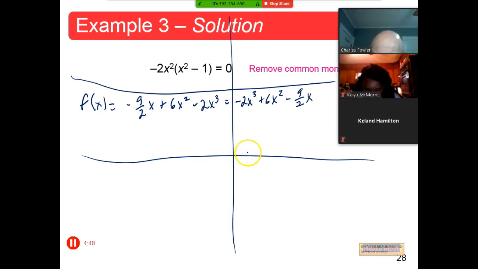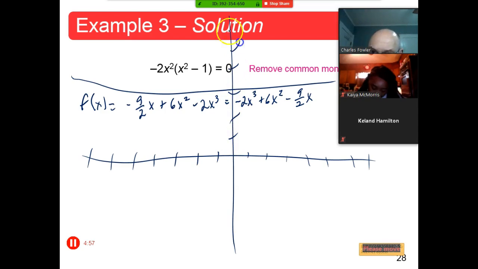So I'm going to tick off a few points. 1, 2, 3, 4, 5, 6, 7. Negative 1, 2, 3, 4, 5, 6, 7. Positive 1, 2, 3, 4, 5, 6. Negative 1, 2, 3, 4. Okay. There's a few points.